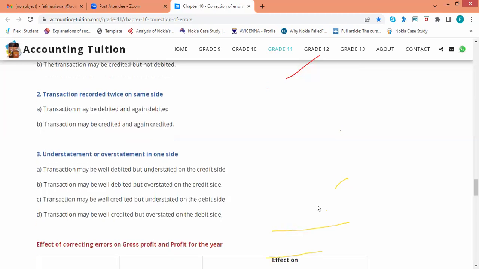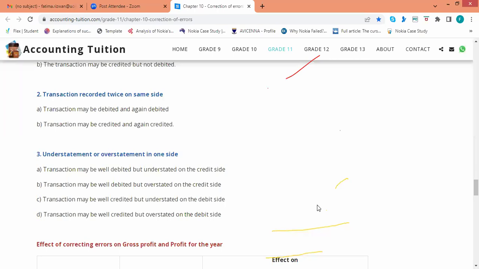Number three, understatement or overstatement in one side. Transaction may be well debited but understated on the credit side. For example, you were supposed to write down rent to bank. You're paying rent, so rent you have paid 300, and when you are writing bank 300, instead of writing bank 300 credit, you are writing bank 200 credit, right? So transaction may be well debited but understated on the credit side. Transaction may be well debited but overstated on the credit side. Transaction may be well credited but understated. So it can be any way around.